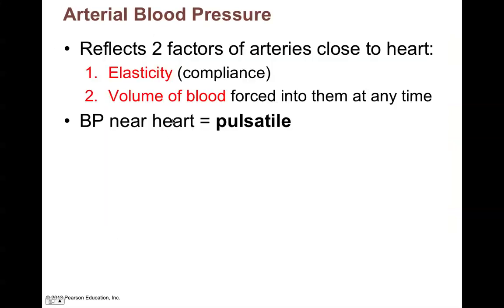So, arterial blood pressure reflects two factors of the arteries close to the heart. One, elasticity or compliance, how elastic they are. And two would be the volume of blood forced into them at any one time. The blood pressure near the heart, of course, is pulsatile, because as the ventricle contracts, a volume of blood goes out into that artery, the pressure increases. When the ventricle relaxes, that pressure will be lower.